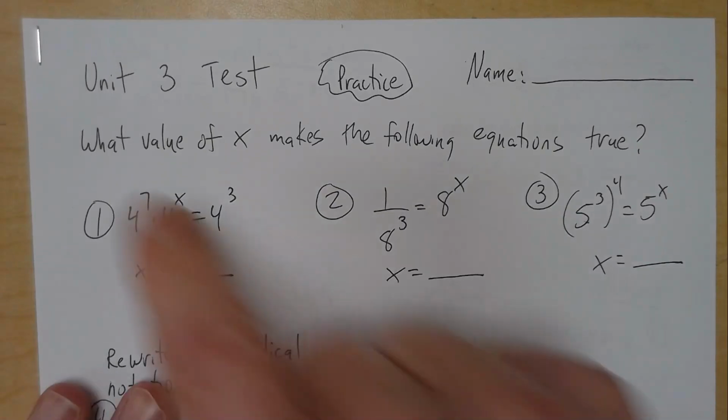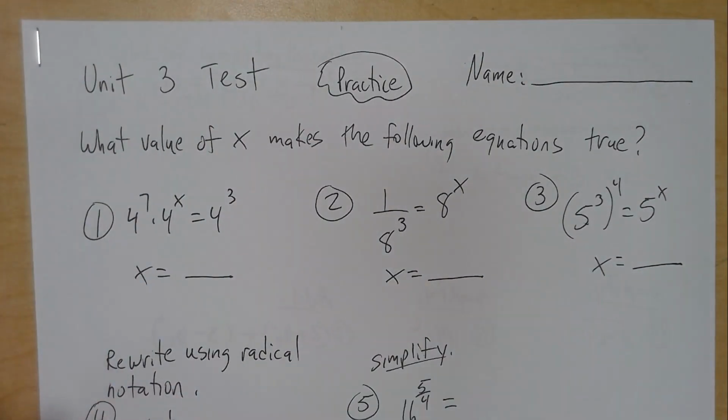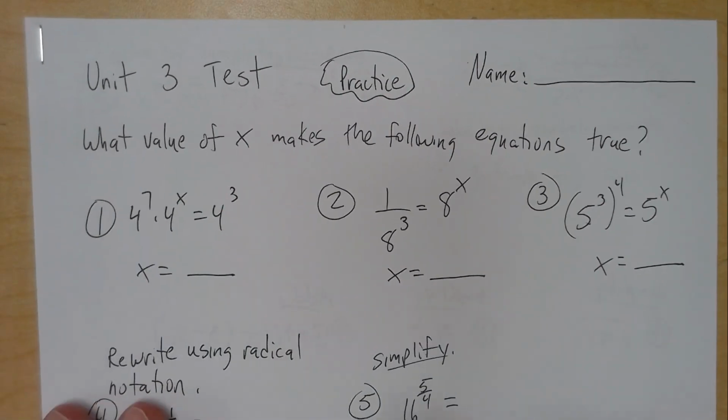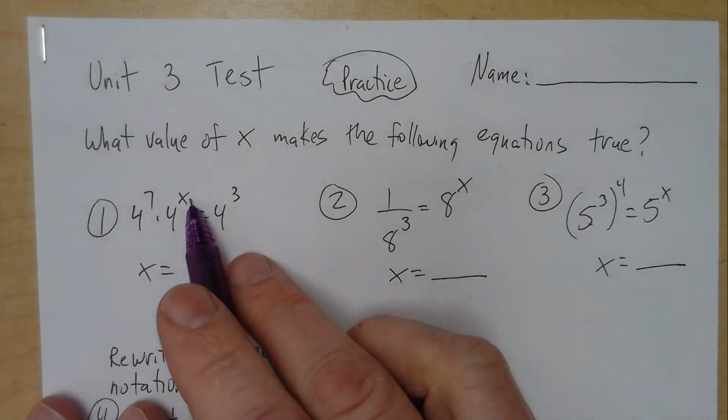All right, the Unit 3 practice test for Algebra 2. The first one has to do with the rules of exponents. When you multiply like bases, you add the exponents.